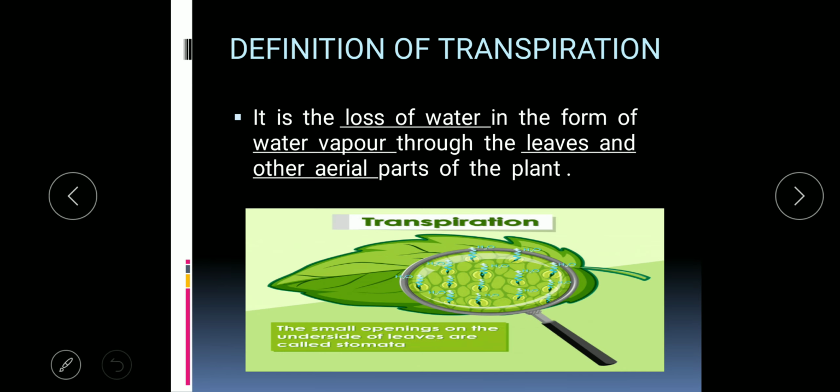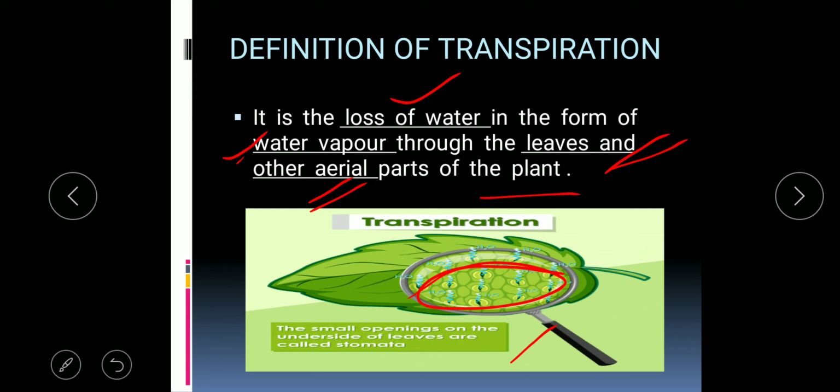Okay. Now what is transpiration? The definition of transpiration is what? It is the loss of water in the form of water vapor through the leaves and other aerial parts of the plant, and is known as transpiration. Here it is shown that the epidermal surface of the leaf is having the stomata, and through these stomata the water molecules are moving out in the form of what? Water vapor.